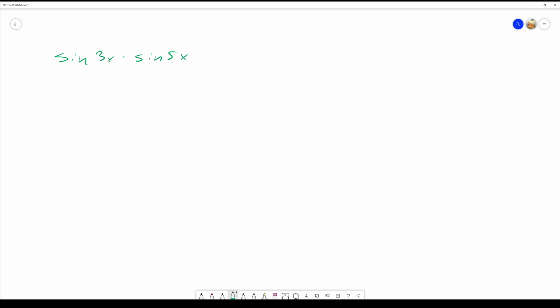So, for example, one of the product to sum formulas is that sine of alpha times sine of beta equals 1/2 of the cosine of alpha minus beta minus the cosine of alpha plus beta. So what I can do is identify 3x as alpha and 5x as beta, and then plug it into this formula basically directly.